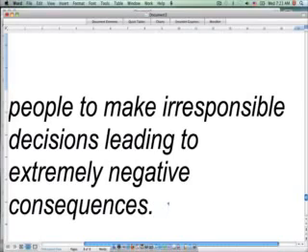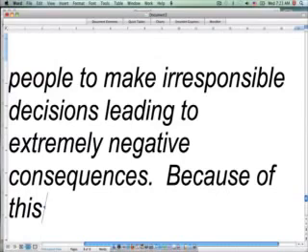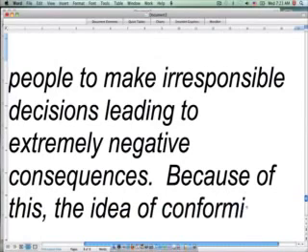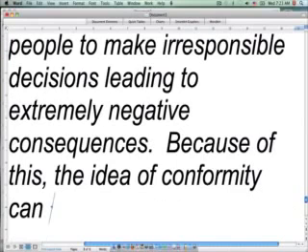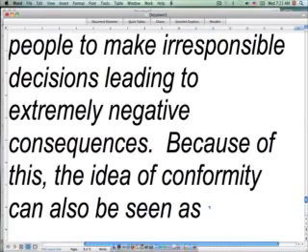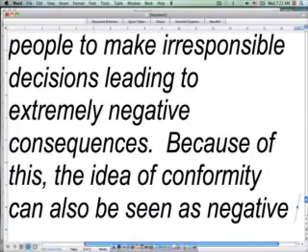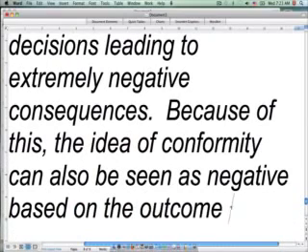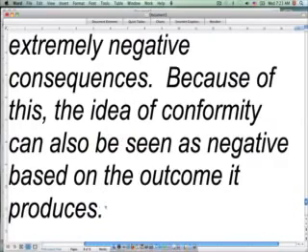Okay, so now we want to link back to our thesis again. This time we're showing how conformity is a negative thing. So because of this, the idea of conformity can also, keyword here, be seen as negative based on the outcome it produces.